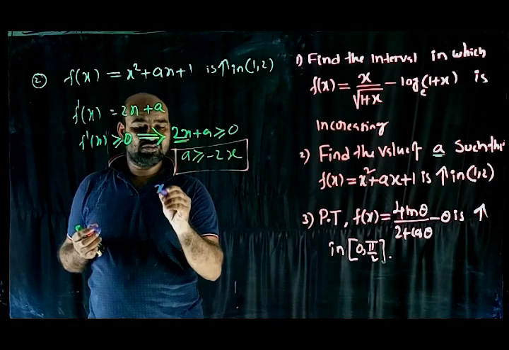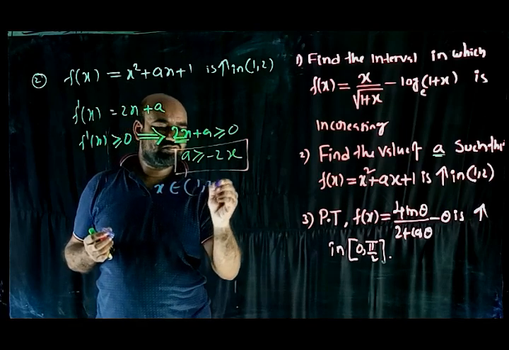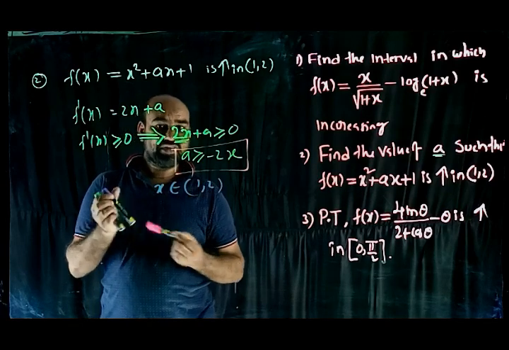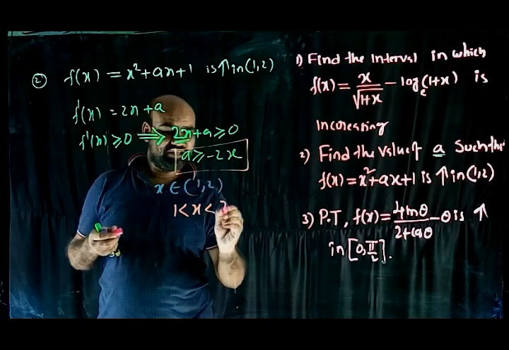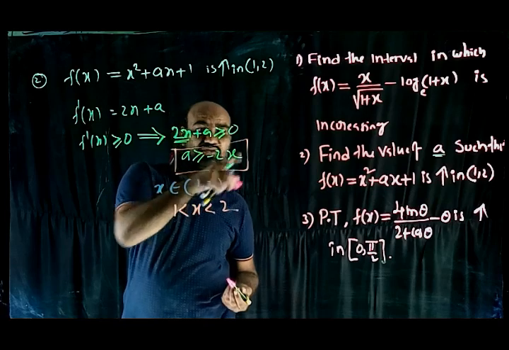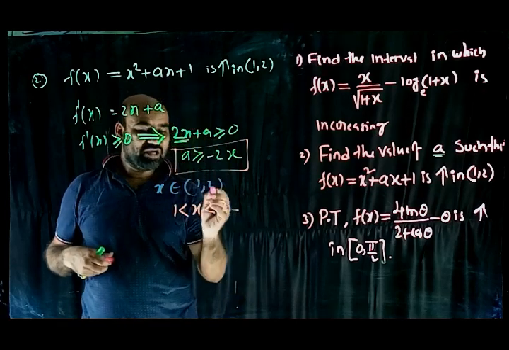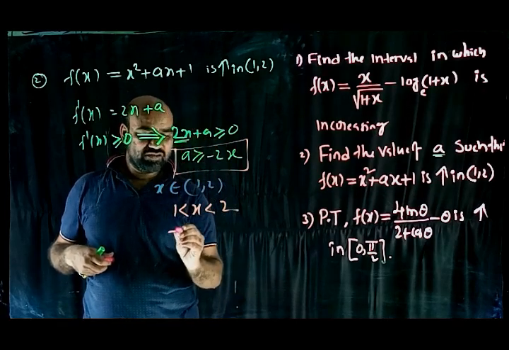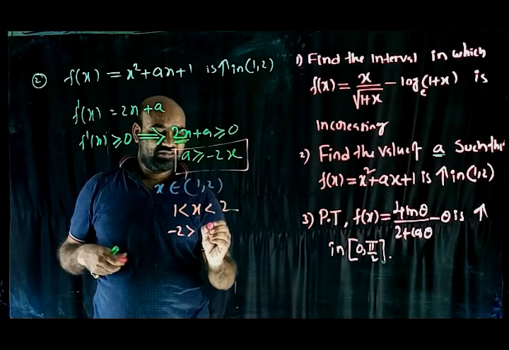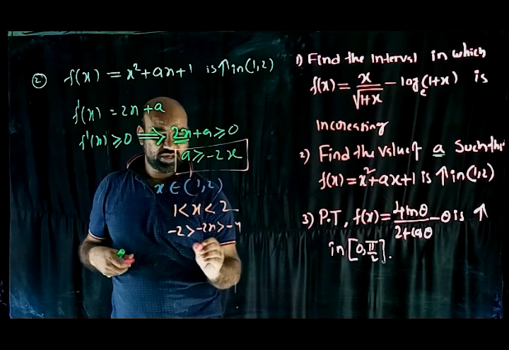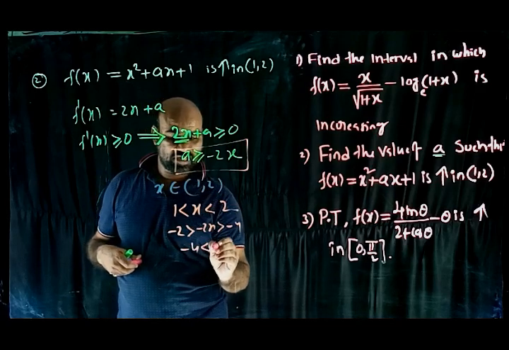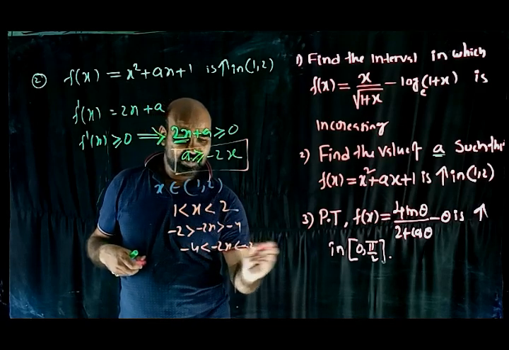x belongs to the open interval (1, 2). What is the meaning of this? 1 less than x less than 2. I want minus 2x, so multiply by minus, and the inequality gets altered. Minus 2x greater than minus 4. So what happened? Minus 4 less than minus 2x less than minus 2.